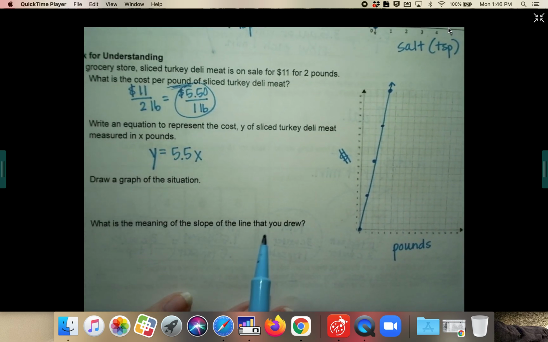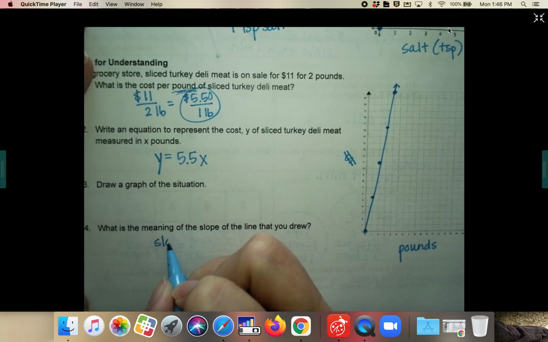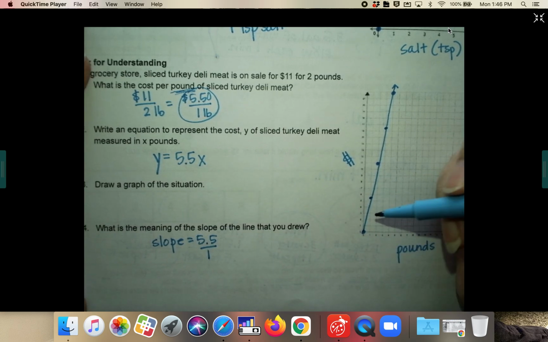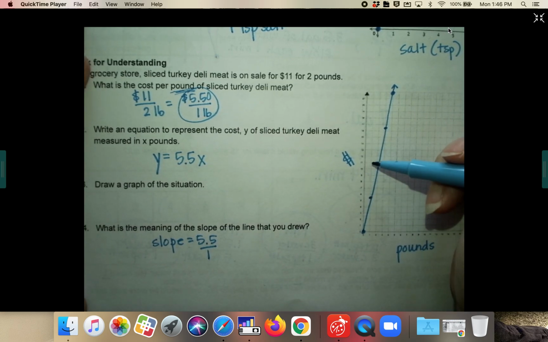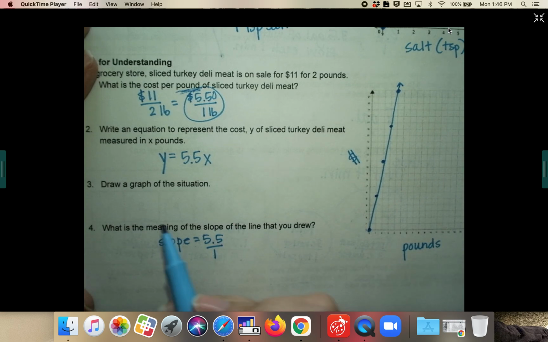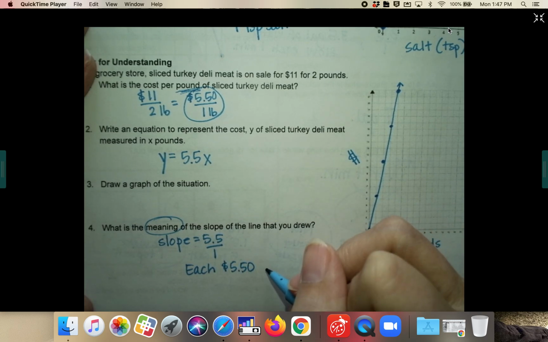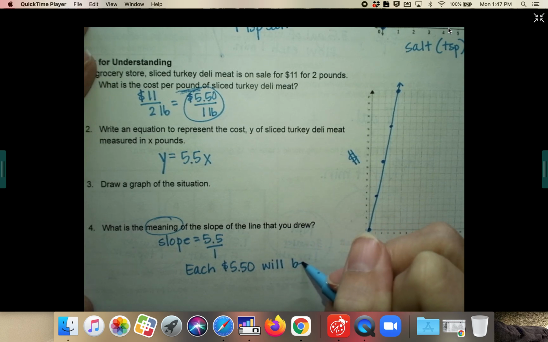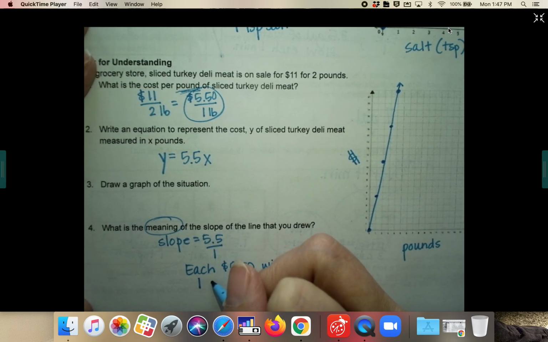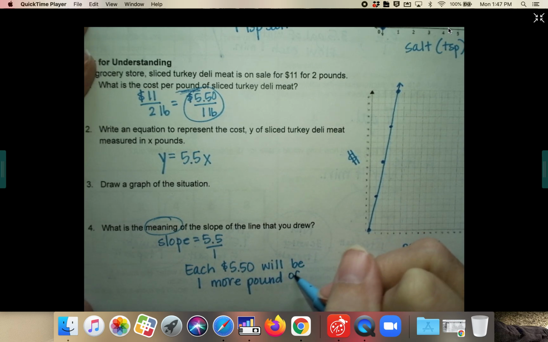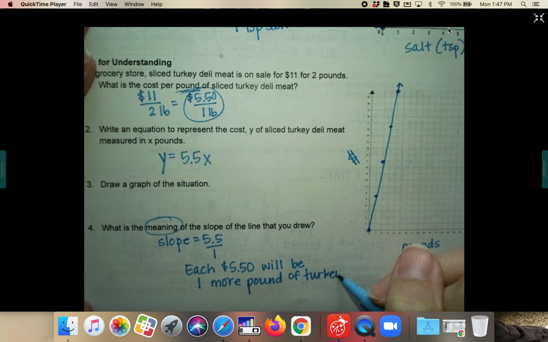What is the meaning of the slope? The slope is 5.5 per 1, and that means we went up 5.5 for every 1 over. If you're asking about the actual meaning, it means each $5.50 will be, I guess, 1 more pound of turkey.